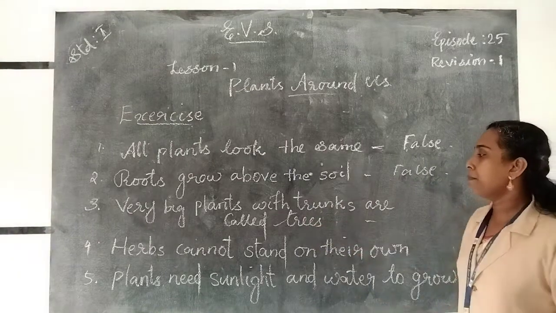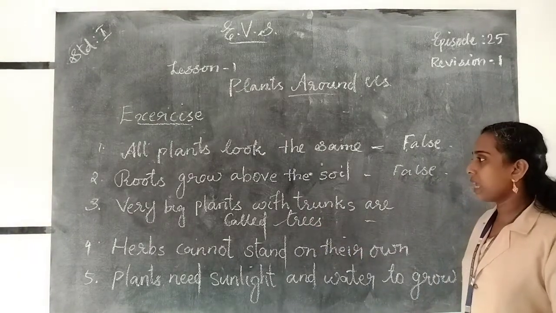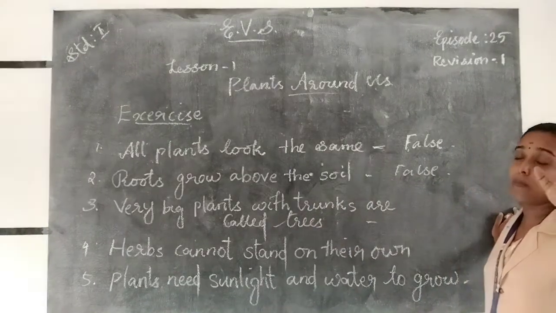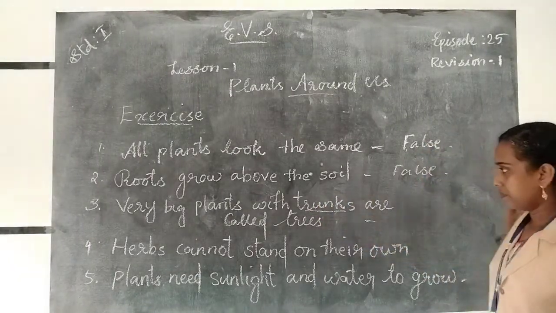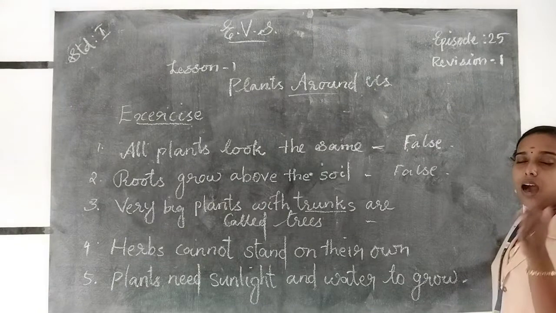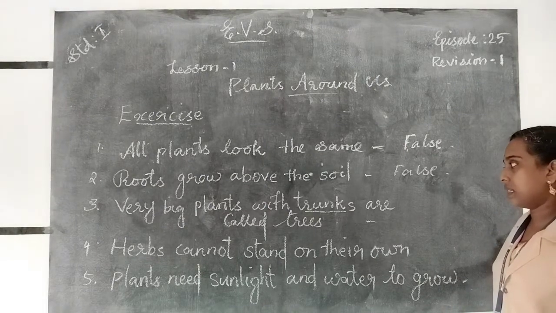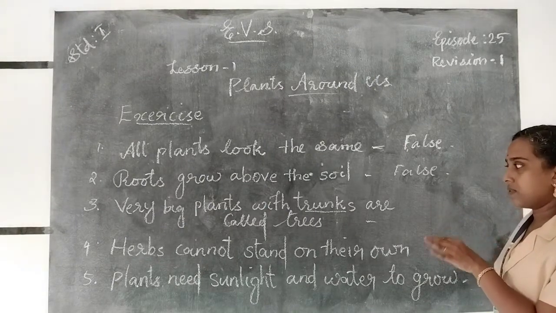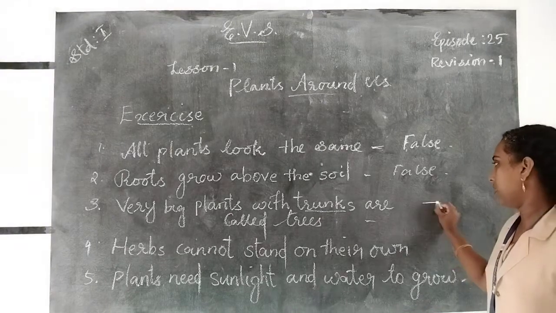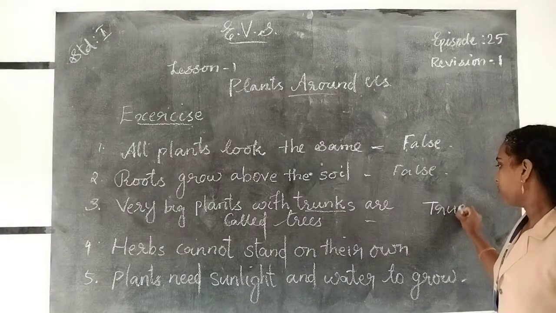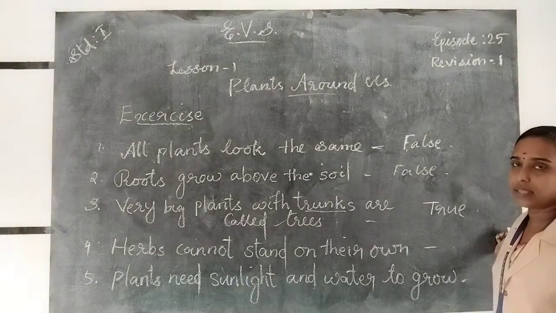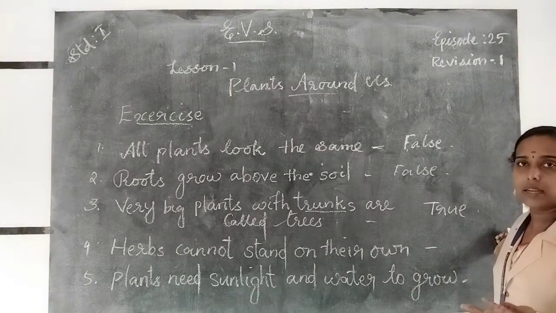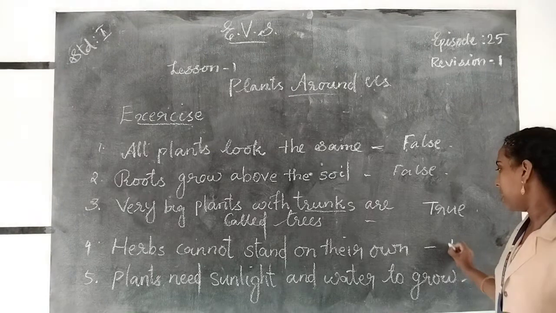Then very big plants with trunks are called trees. Yes, the very big tall plants with trunks. Trunk means the thick, hard and woody stem of a tree. So the very big plants with trunks are called trees. So the statement is true. Then herbs cannot stand on their own. Herbs have weak stems, so they cannot stand on their own. So the statement is true.